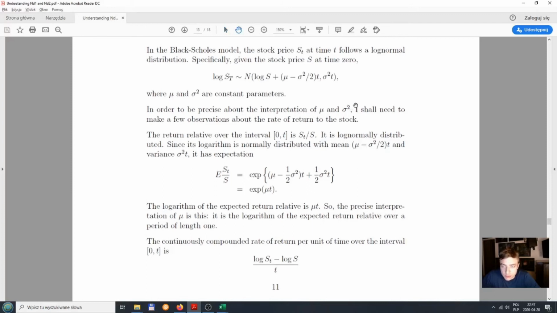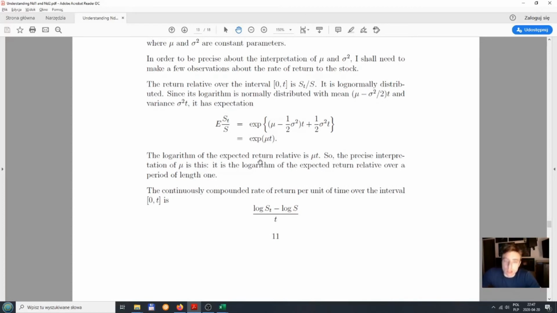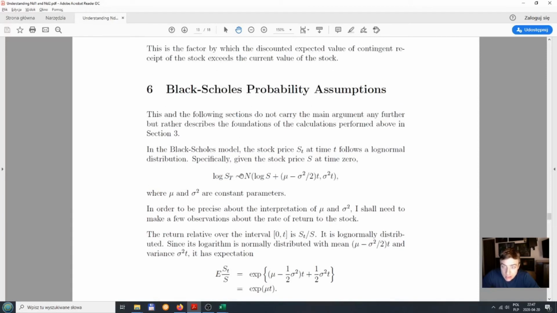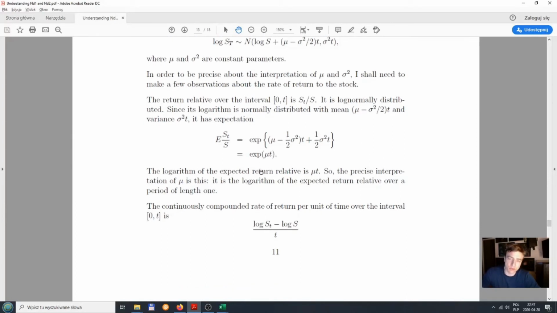Precise interpretation, so this would be our volatility. What is the interpretation of our mean? And again, I encourage you to read this. If we have expected return relative, so price at some time t over current price, like mean long level of prices that follows log normal distribution, is this our mean return? This is the assumption of a drift, because we use this value for a drift.